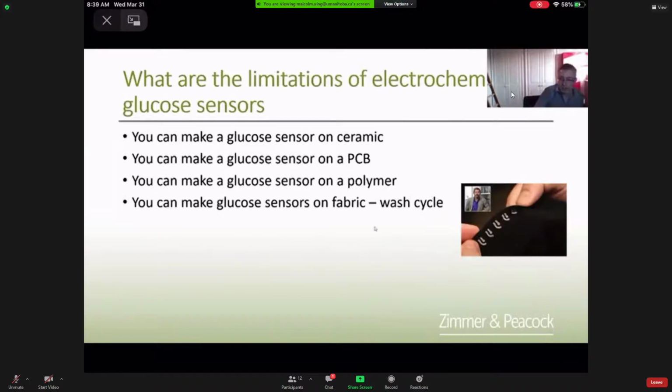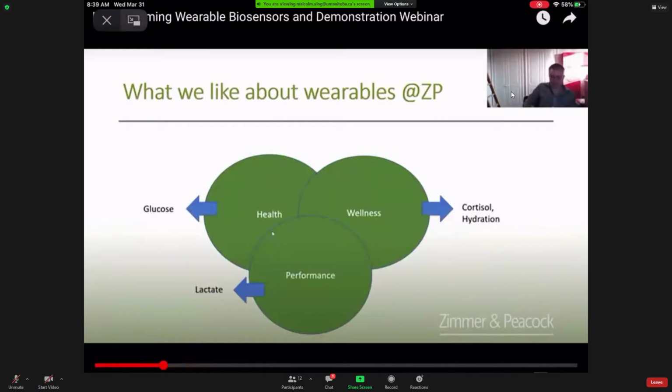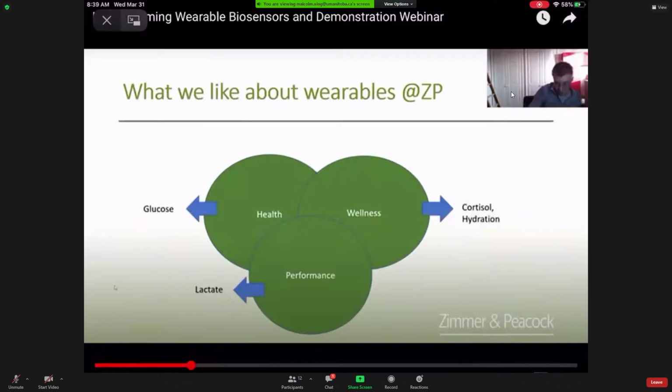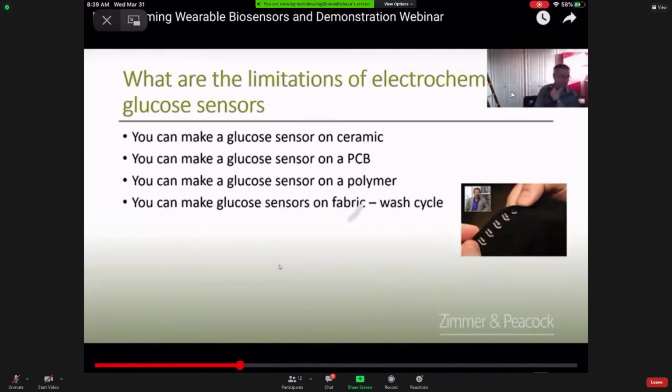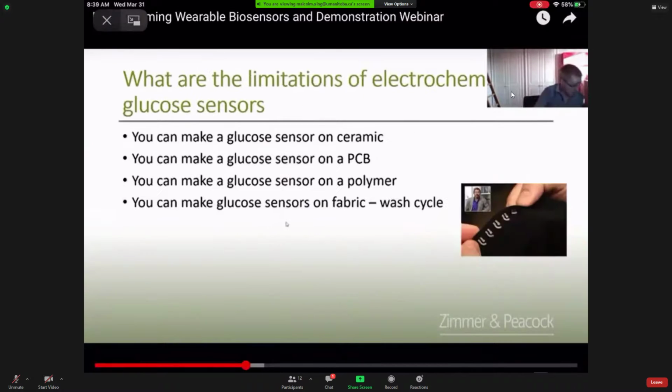And you can also make glucose sensors on paper, electrochemical glucose sensors as well. They're sensors, and you should definitely not be relying on them for health. I know that there's some people online with glucose sensors as well.